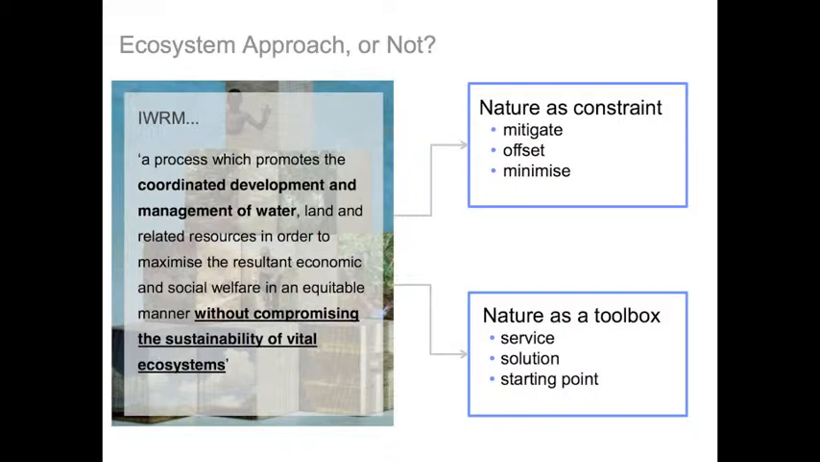I think the bottom box is much more about what we're trying to work with the ecosystem approach. It says that nature's not a constraint, nature is a toolbox for solving these problems. It's a toolbox that brings to bear a set of services that help us solve water resource management problems. So there's a set of services, a set of solutions, that provides a starting point for getting to grips with water resource management. So we don't, as they did in the water, food, energy nexus diagram, begin by overlooking ecosystems and then try and fix it later.